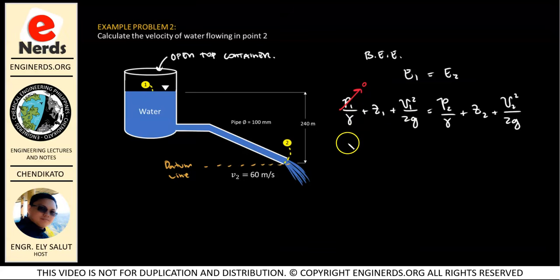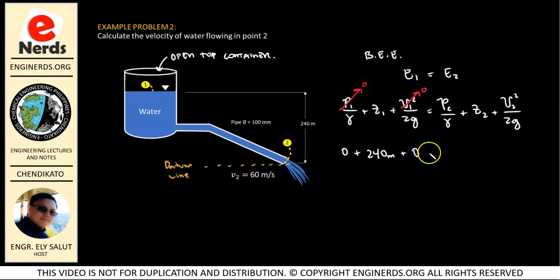So, let me rewrite. Our pressure head is equal to 0 at point 1 plus Z1, which is 240 meters. Okay? Plus, what is the velocity at point 1? So, as I said earlier, meron tayong malaking container and we only have a small pipe here. The diameter is only 100 millimeter, no, compared to the volume of our tank. So, our velocity at point 1 is equal to 0. Okay? So, let me write that here. Our velocity here is also equal to 0.